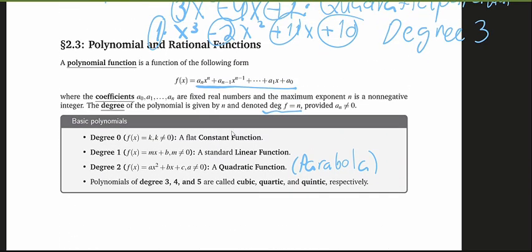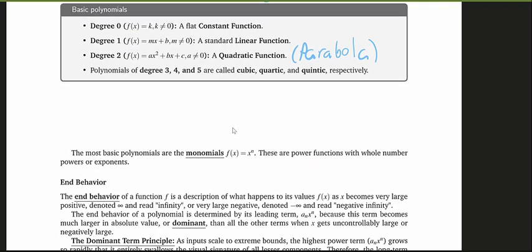The basic building blocks of every polynomial are these x's to the power of whole numbers, x to the n. These are just called the monomials. These are power functions with whole numbers. For instance, monomials are x to the 0, x to the 1, x to the 2, x to the 3, x to the 4th, and so on. These are called monomials.